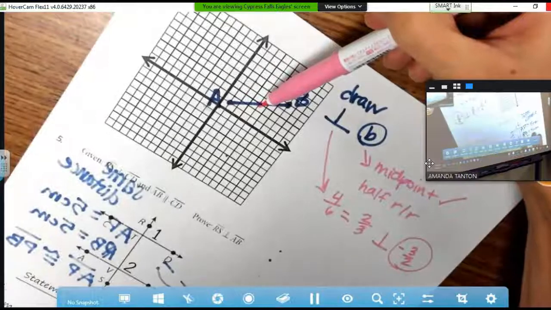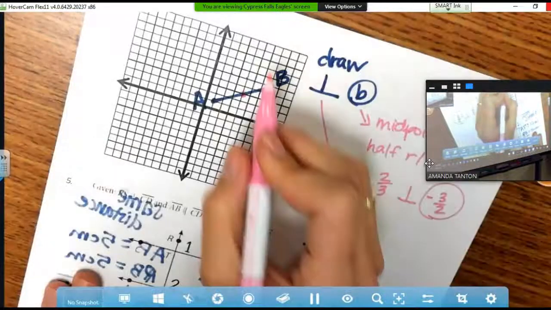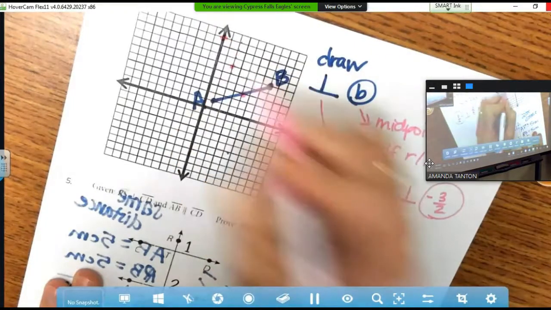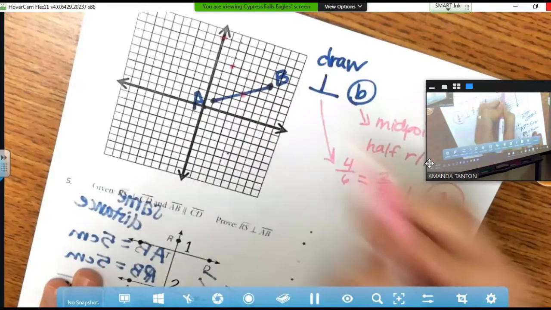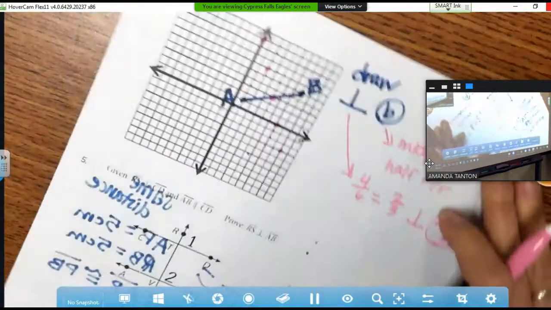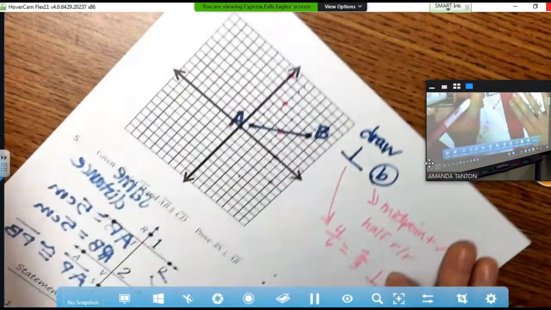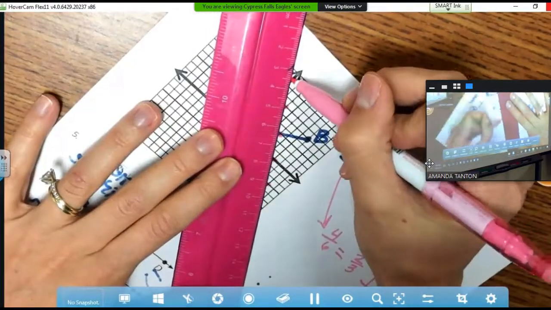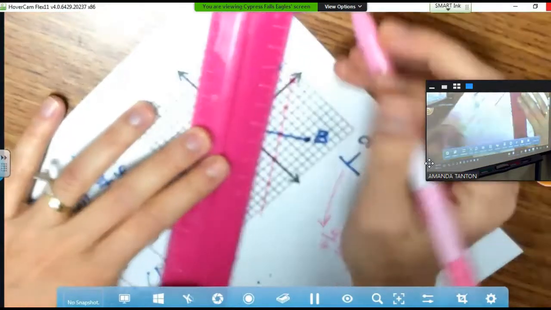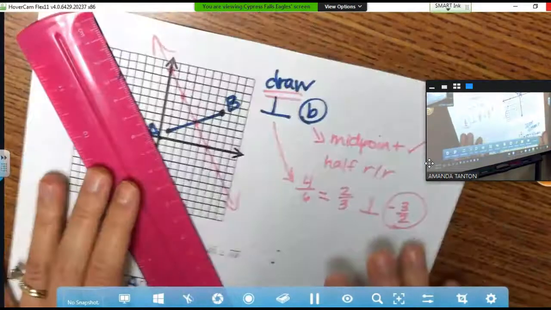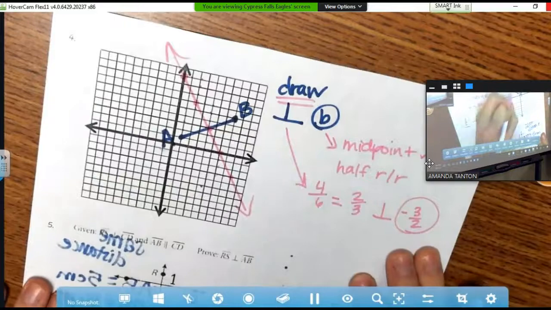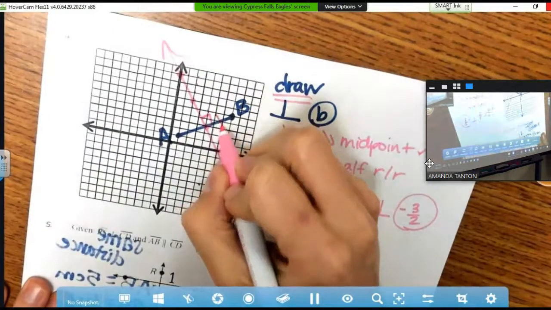-3/2. So I can go up 3 over 2, up 3 over 2. I can go down 3 over 2, down 3 over 2. And then I can connect the dots. And I had just drawn, not constructed, but drawn the perpendicular bisector.